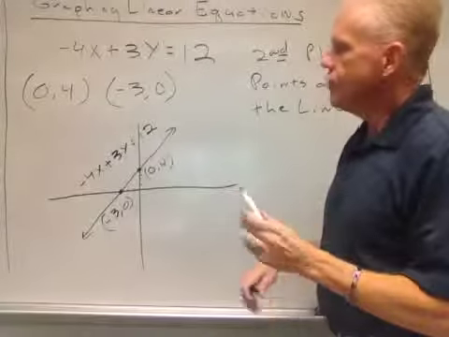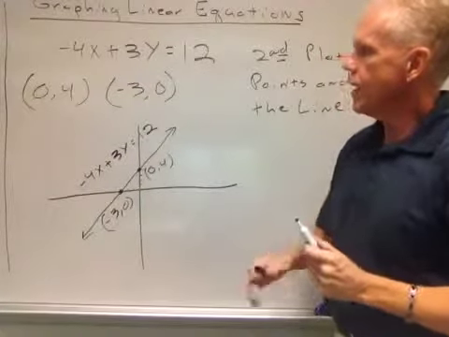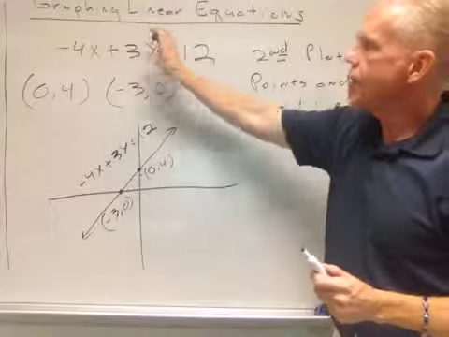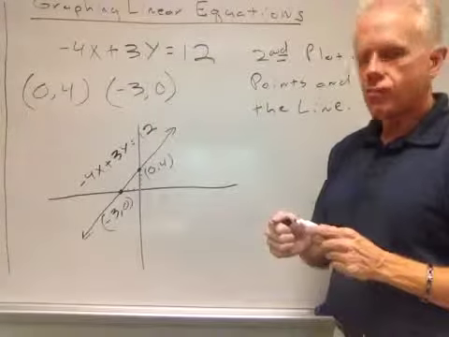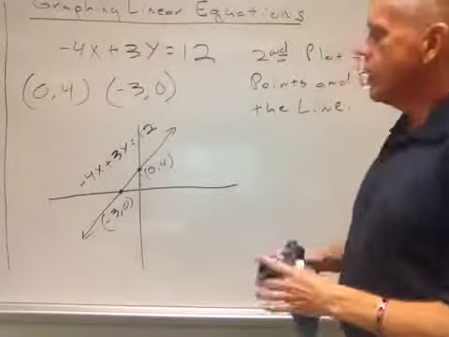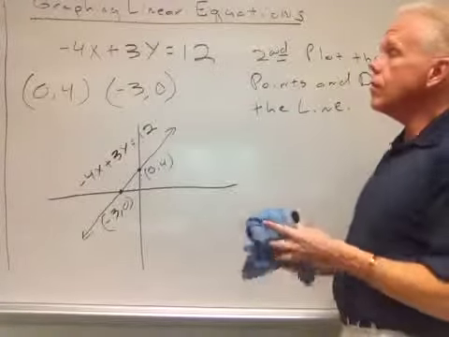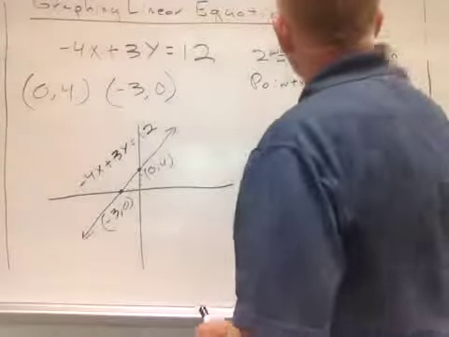Negative 4x plus 3y equals 12. This is the solution to graphing this linear equation right here. All right, now copy this down. Might want to pause the video to do that because I'm erasing very quickly and moving on.